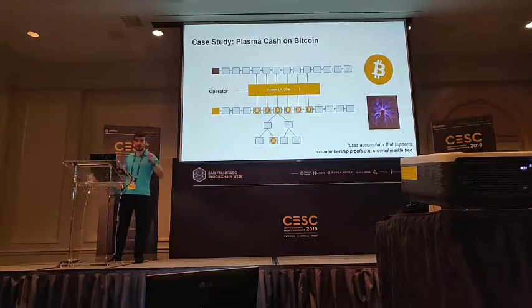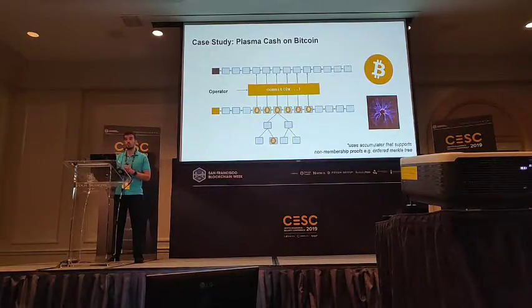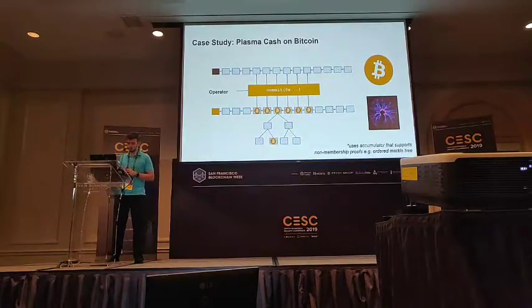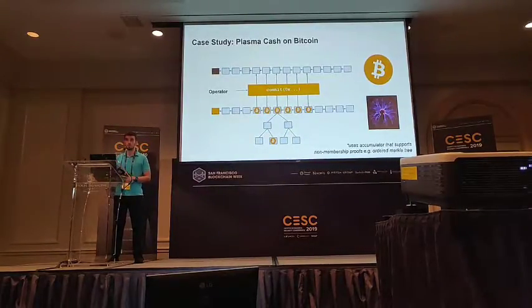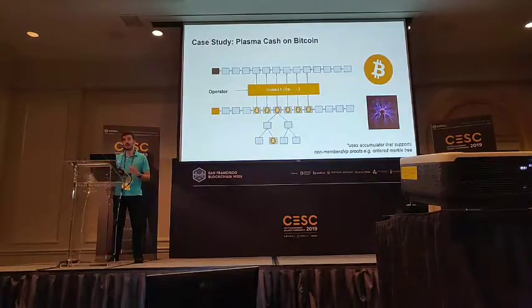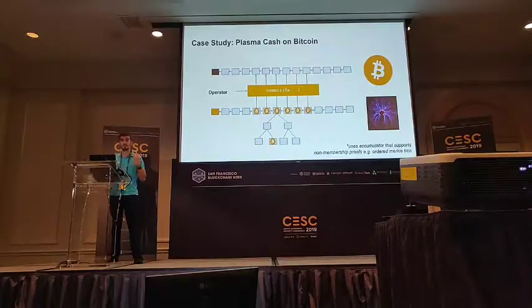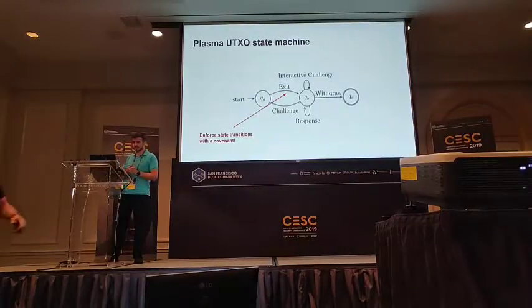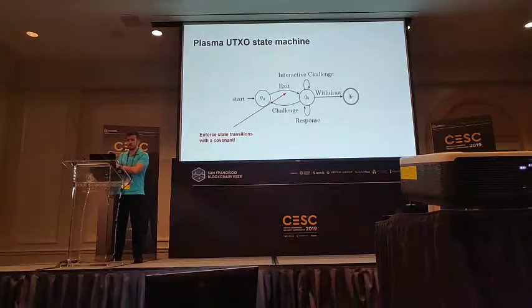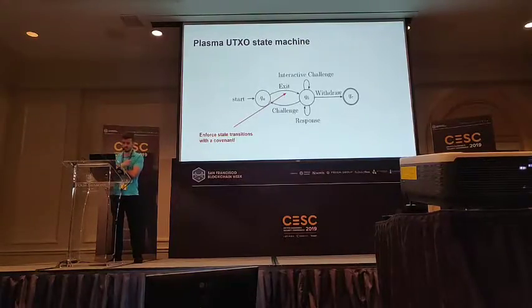So this is a similar technique again as the one that we used in the proof of stake side chains. However, the difference is that if you want to withdraw your assets, you will play a game. And the game is expressed by a state machine. So there's a very simple state machine for the Plasma Cash, but there have been more complex proposals and ideas.